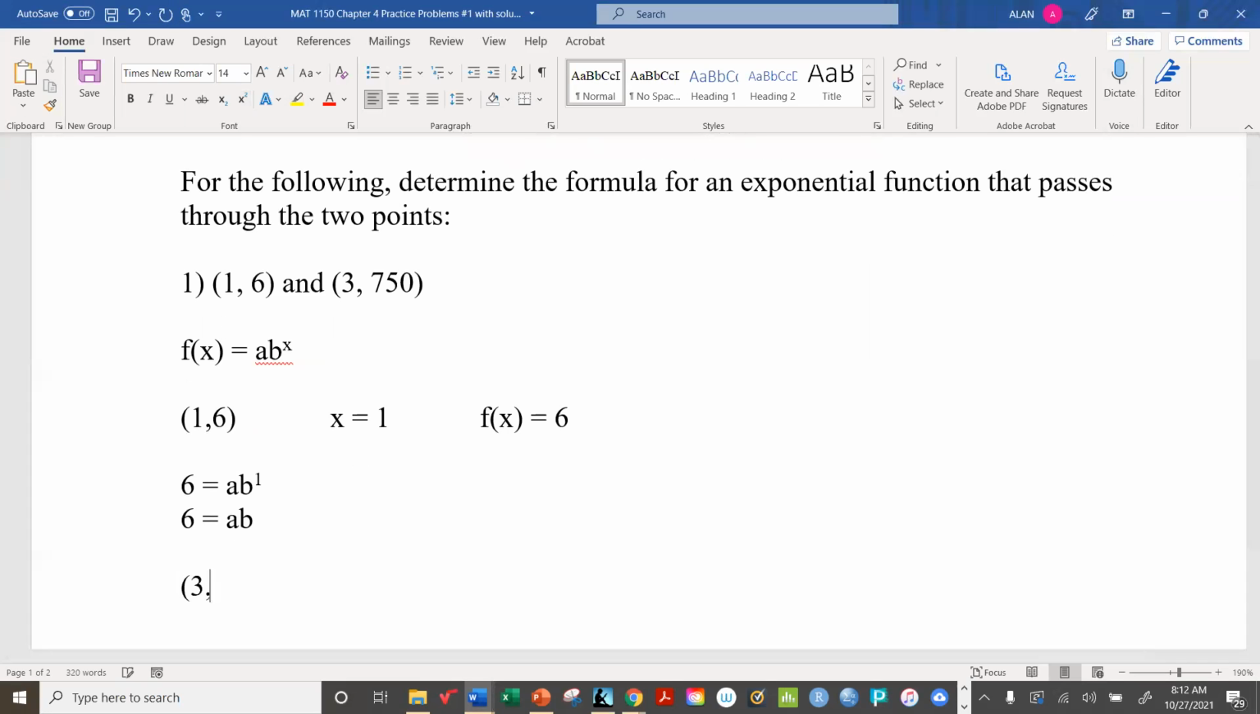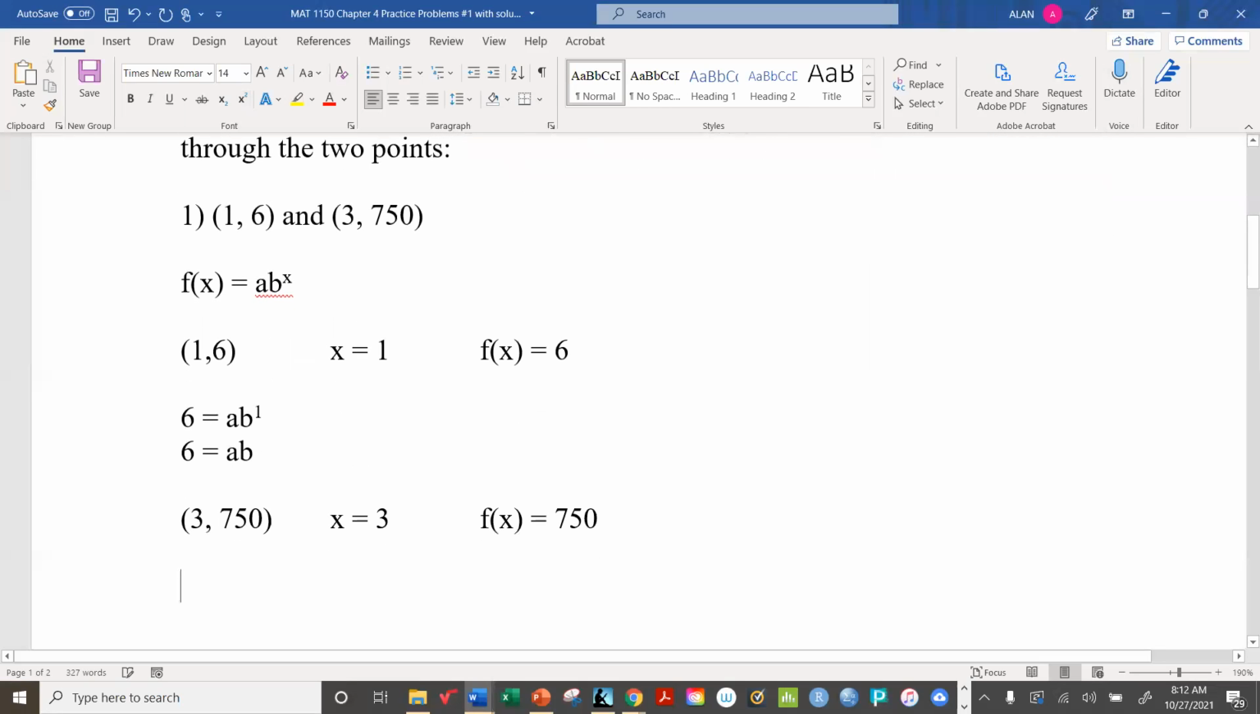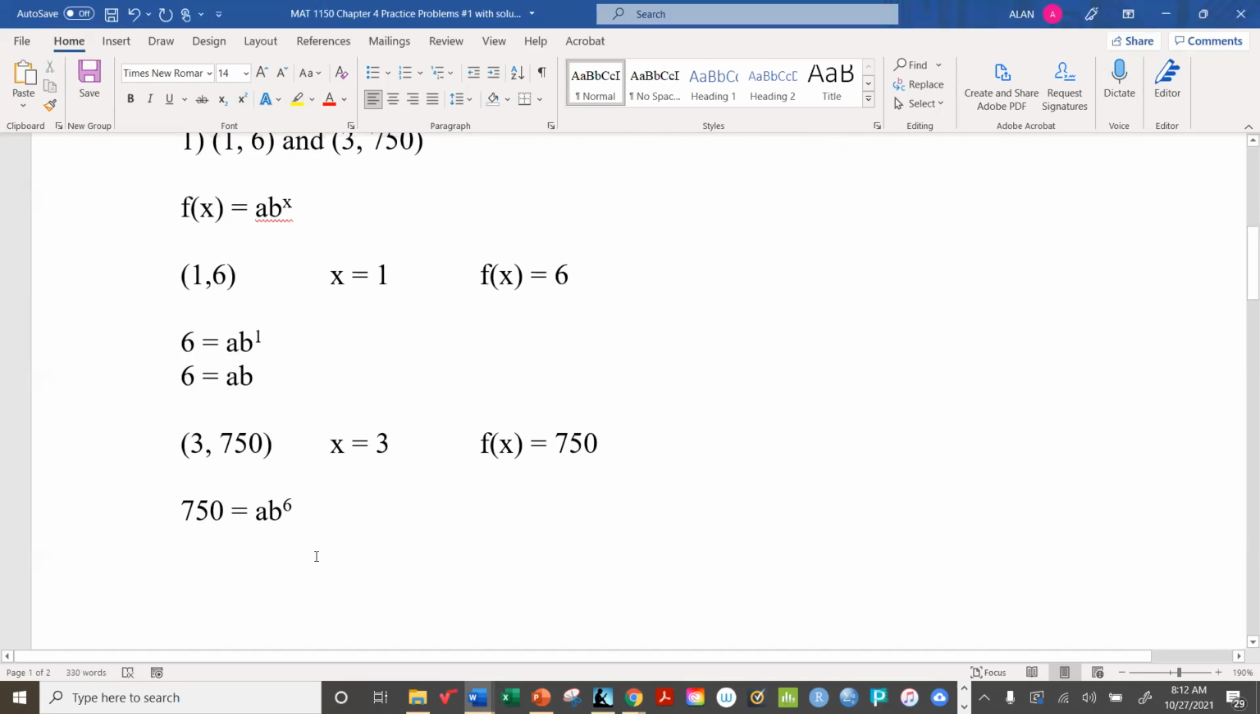And we'll have 3, 750 which implies that x is 3 and f of x is 750. So therefore, 750 equals ab to the 6th power. Now, what you might want to do first, you probably should think about taking the one that's simpler and rearranging it to solve for either a or b. Okay, so 6 equals ab. Let's do this, solve for a. Okay, and if we do that, it's pretty straightforward. 6 over b equals a.